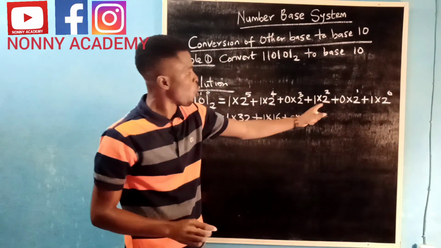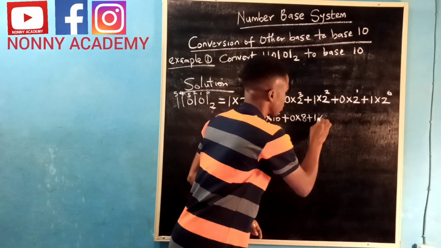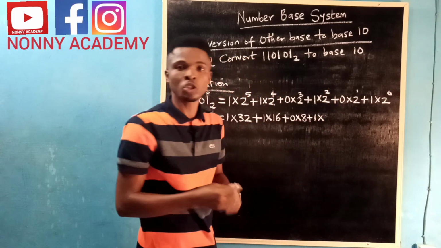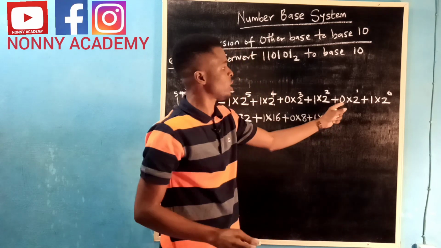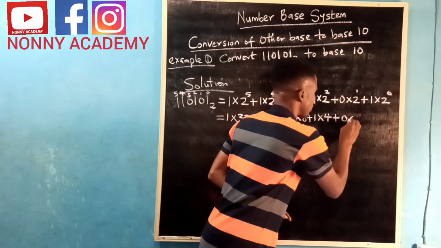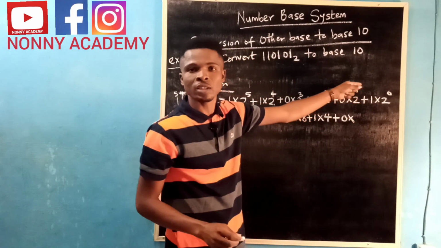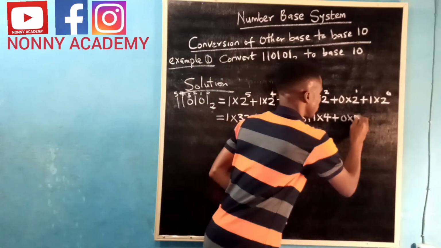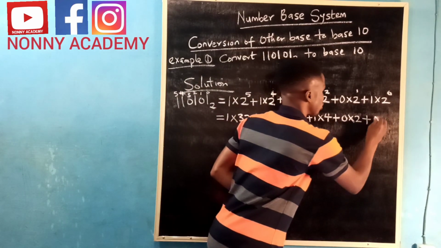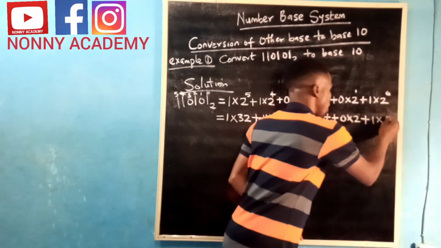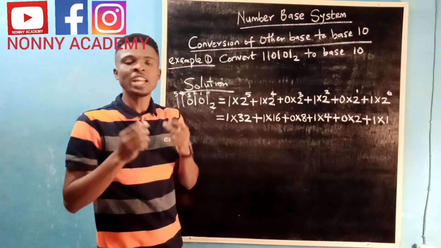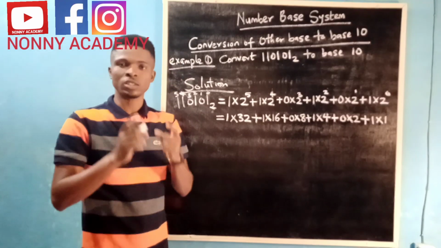Plus 1 times 2 raised to the power 2, which is 4. Plus 0 times 2 raised to the power 1 is 2. Plus 1 times 2 raised to the power 0 is 1. In math, any number raised to power 0 is 1.